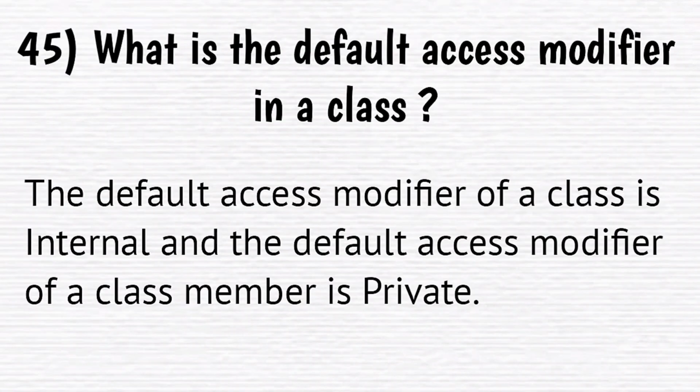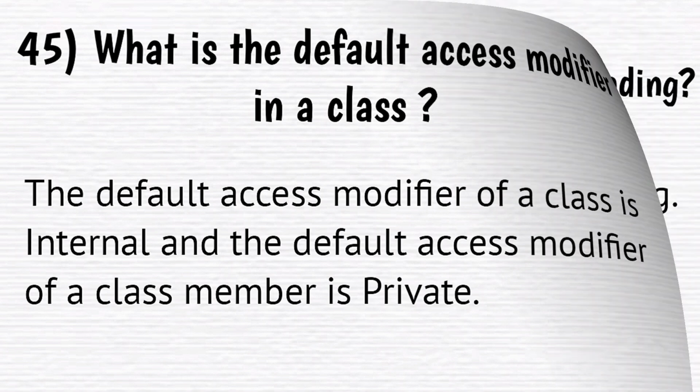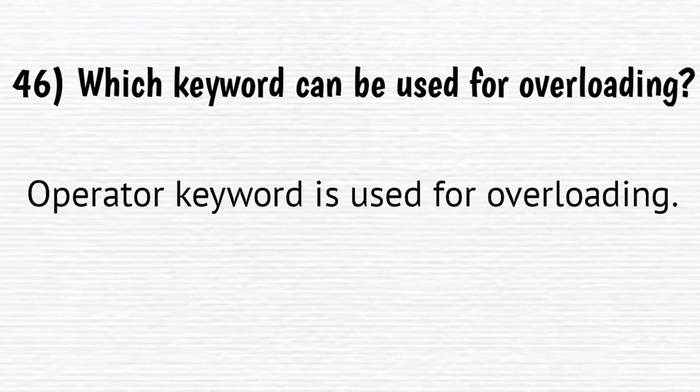What is the default access modifier in a class? The default access modifier of a class is internal and the default access modifier of a class member is private. Which keyword can be used for overloading? Operator keyword is used for overloading.